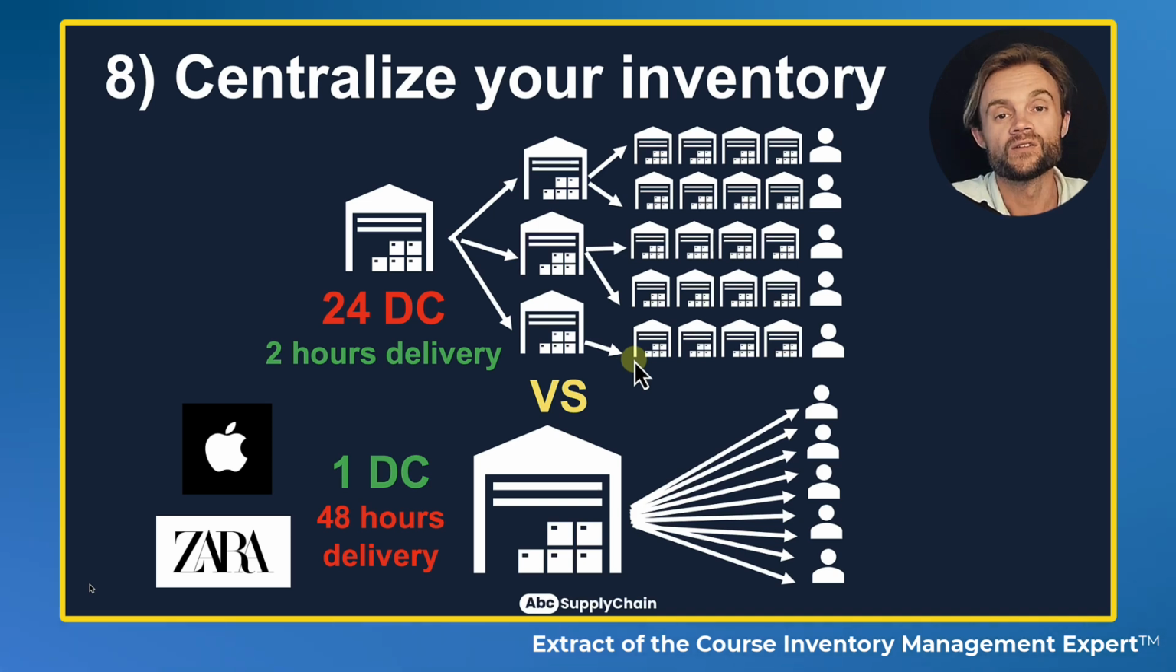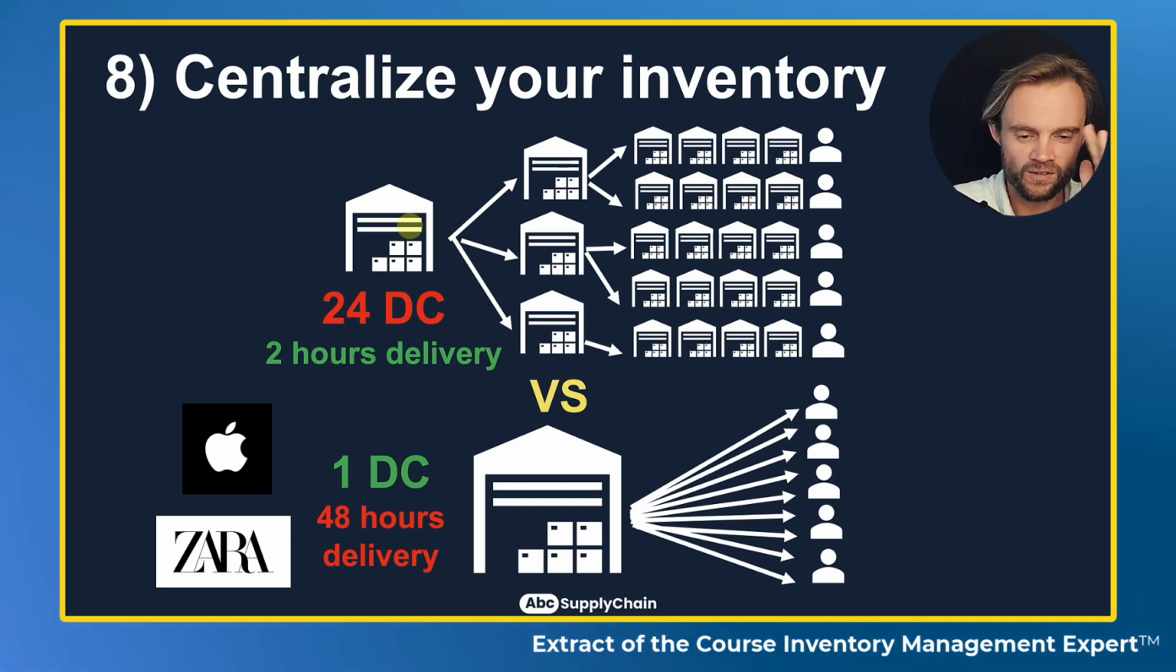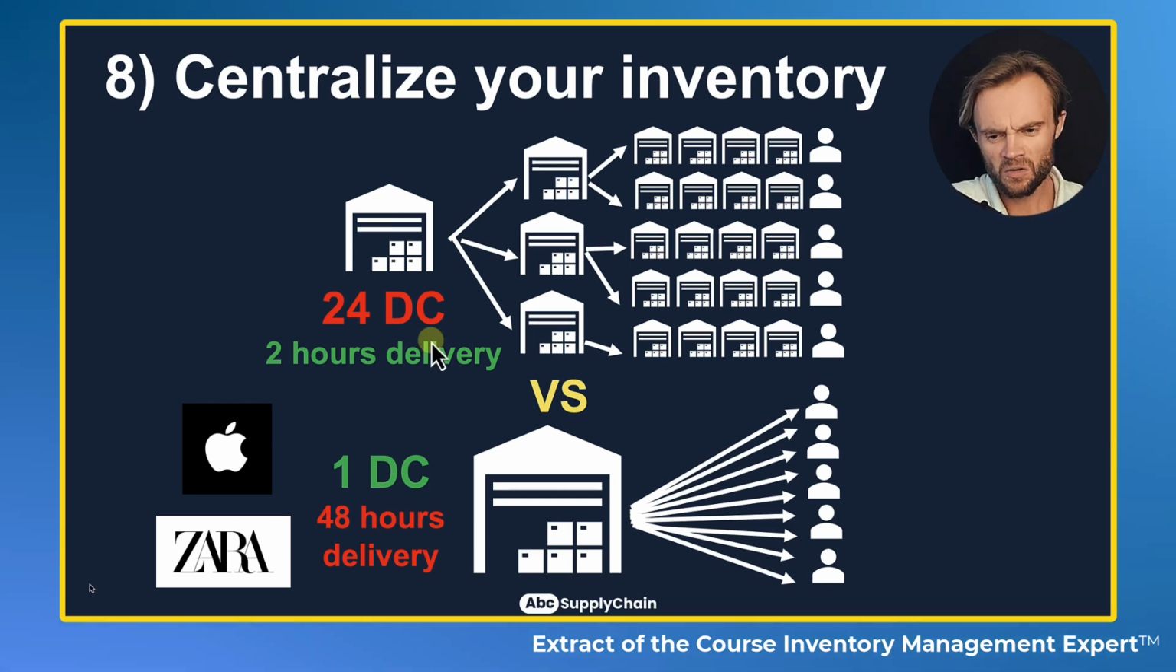Number 8, centralize your inventory. It's much more complex to manage inventory with, I've been working with companies with 100, 200 warehouses. It's very, very complicated. You can have the smartest people on the planet and AI and so on. This is much more complex than saying, you know what, I'm going to have only one warehouse. Maybe the transport delivery will be a bit longer, but it will be much more efficient.